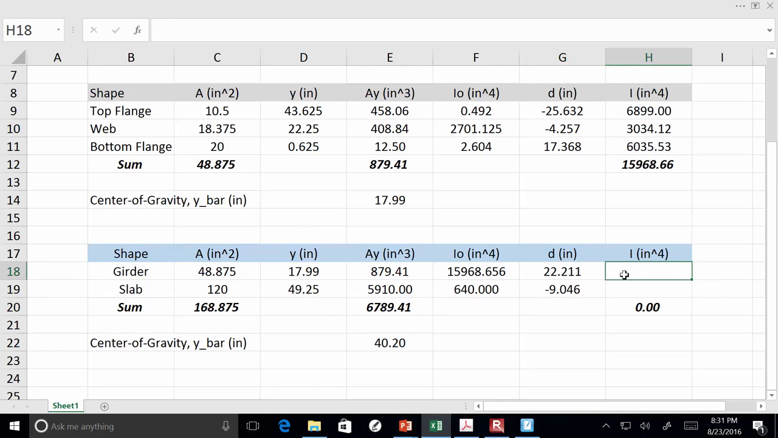Last thing, our moment of inertia. How do we do that? Our parallel axis theorem equals that plus area times distance squared. And there we go. So that composite girder has a whole heck of a lot more strength than the non-composite girder, right? Obviously, you throw more material in there, it's going to get a little stronger. All right. That makes sense?